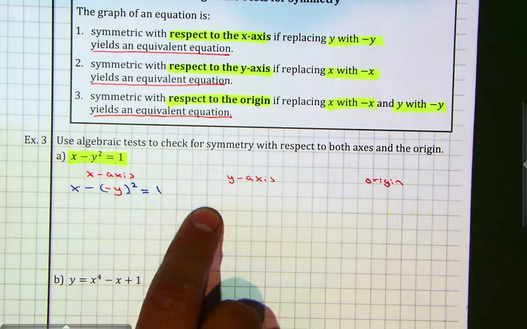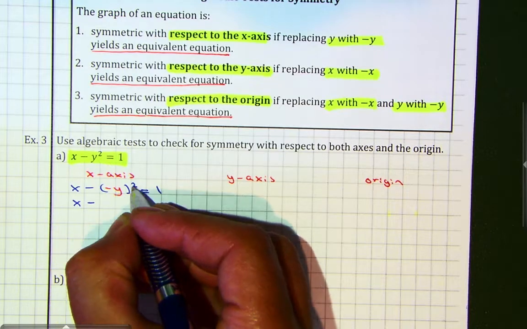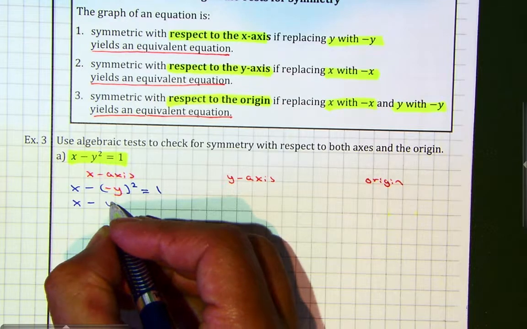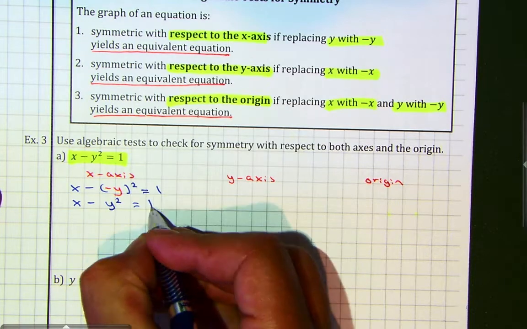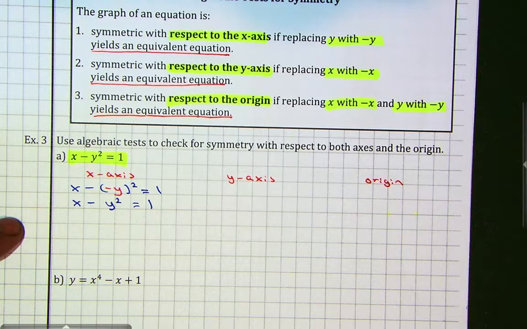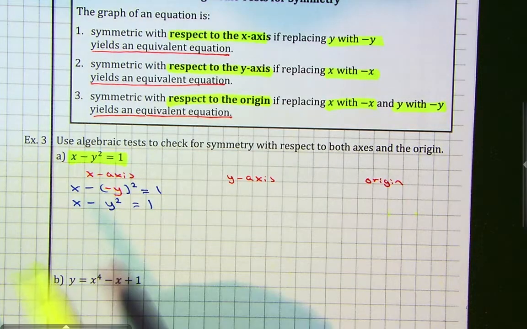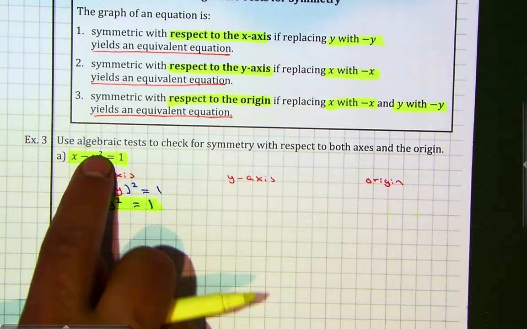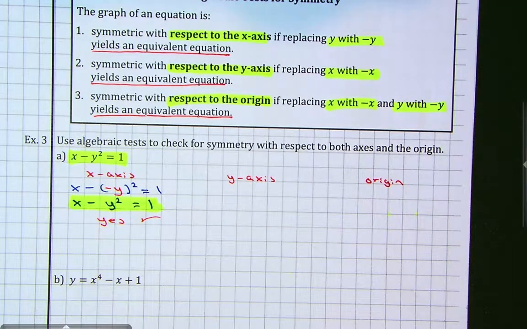And now I can simplify. I have x minus negative y to the second power, which becomes y squared, and therefore I don't need parentheses any longer. You can still do it, but I'm just going to skip that one step. Now I need to decide, is this equivalent to the original? Does it yield an equivalent equation? Yes. So therefore, it is symmetric with respect to the x-axis.